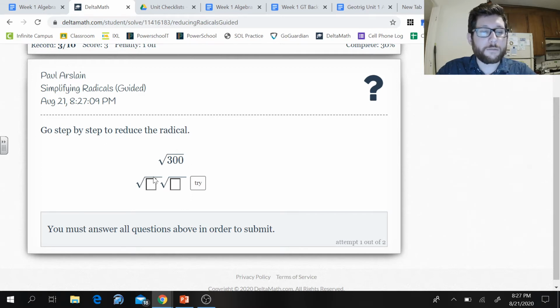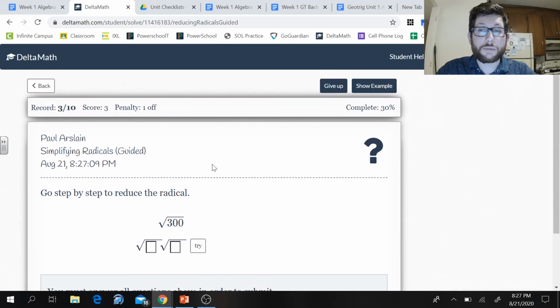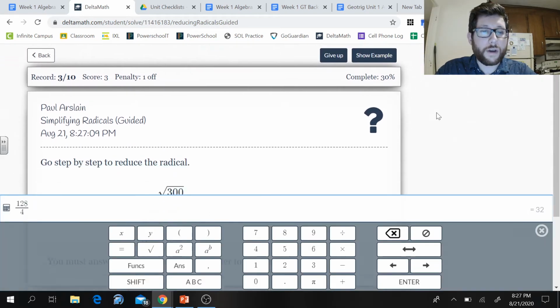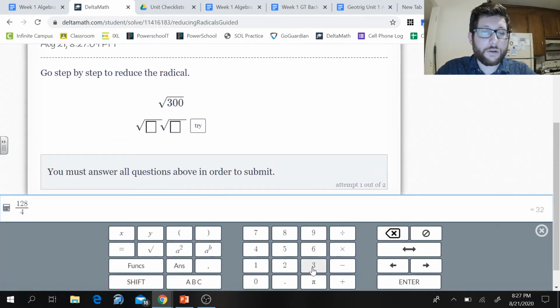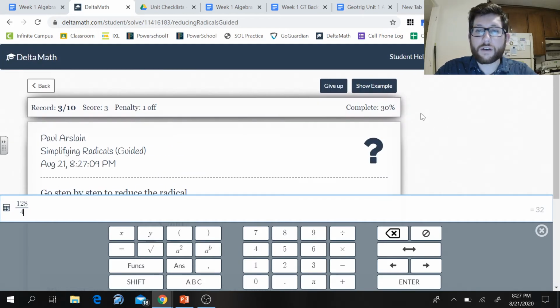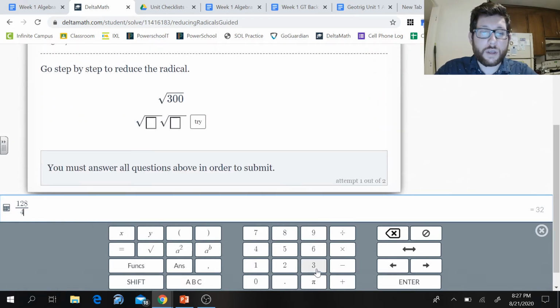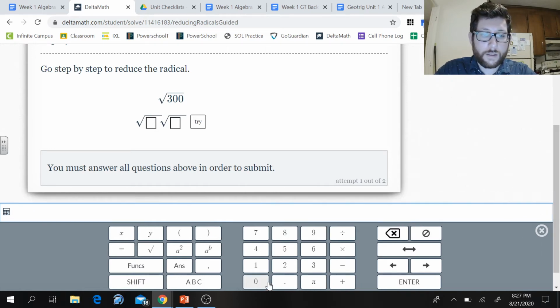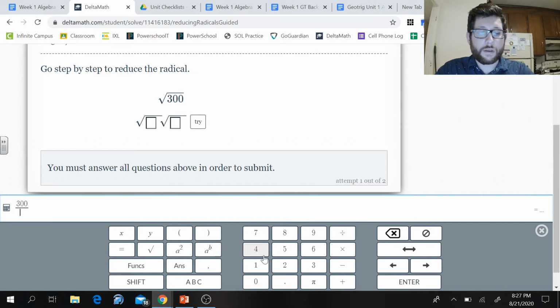So let's take a look here. What can I divide out of 300 that's a perfect square? Well, probably 4, right? Let's find out. Notice up here is your calculator button, or you could use Desmos here. So we've got 300. Oh, let me reset that. All right, so 300 divided by 4, and I get 75. So sure enough, I can break this into 4 times 75.